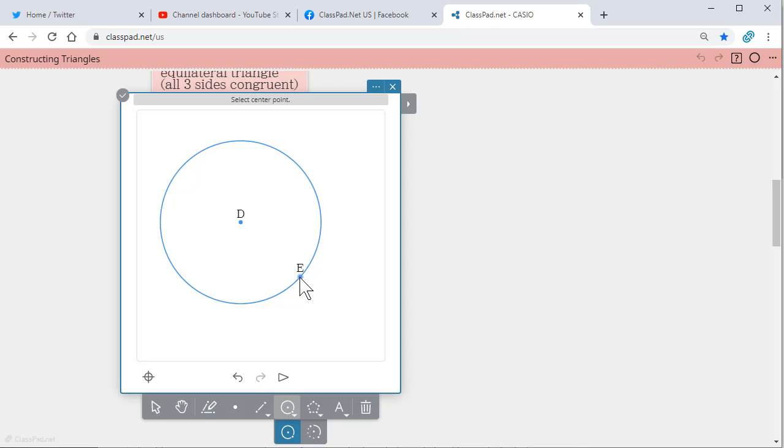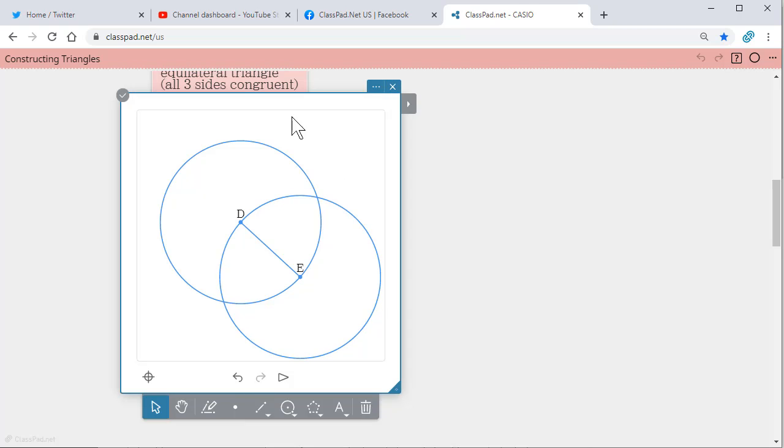So let's make another circle using our compass tools, but this time the center is the point that's on my already existing circle. And I'm going to go out to the center. So what do I already know? I'm just going to get my straight edge and connect these two. I know that DE is a radius.